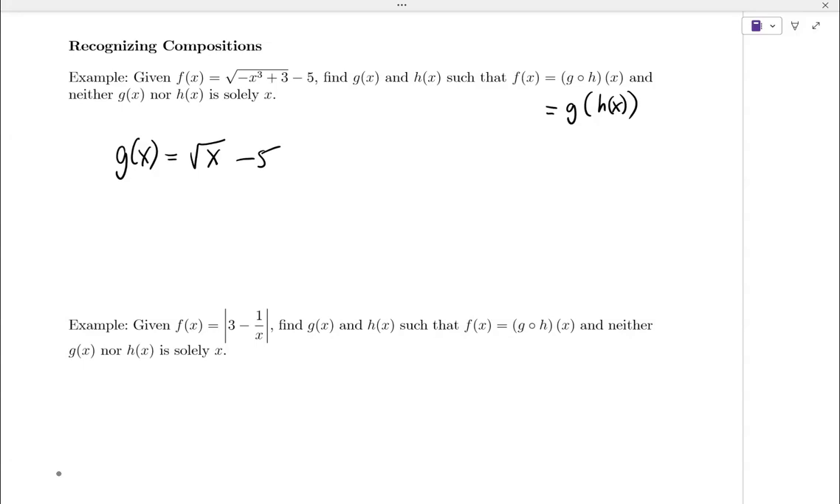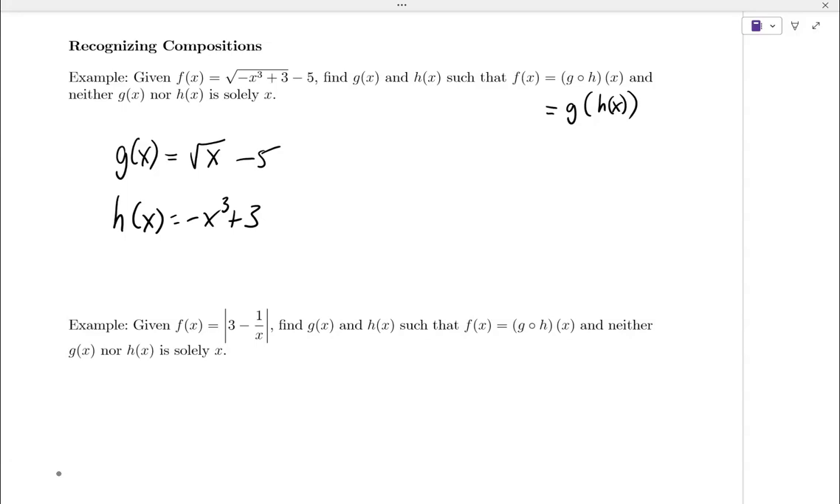Looking at it from that perspective, looking at your g, and then looking at your f, what do you think the x has been replaced with? So what do you think we should have let our h of x be then? Wasn't a trick question, right? It looks like the x has been taken out. We put in negative x cubed plus 3 in for it. So that's going to be the inside function.